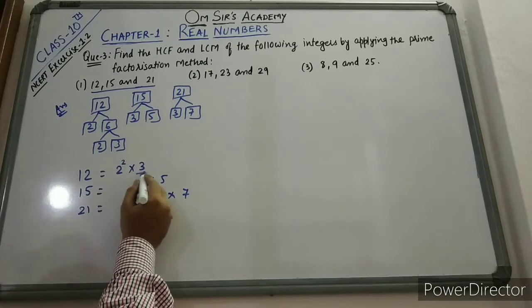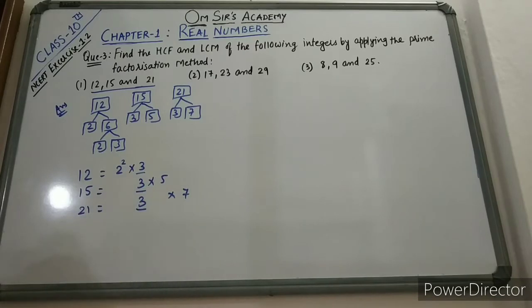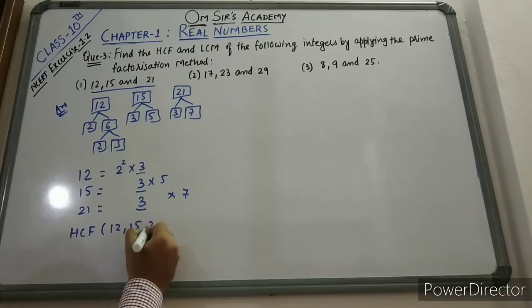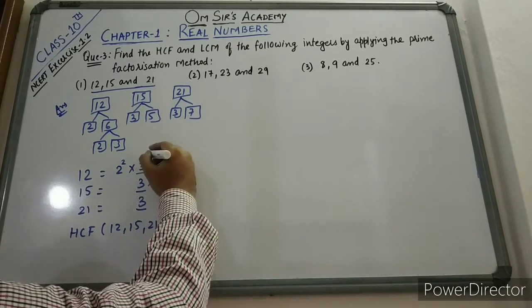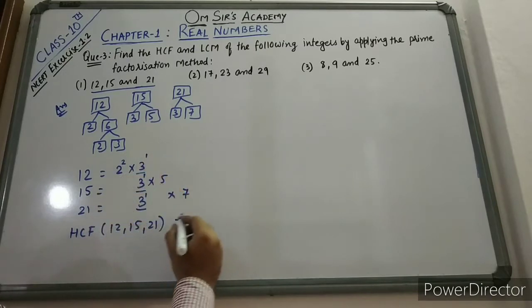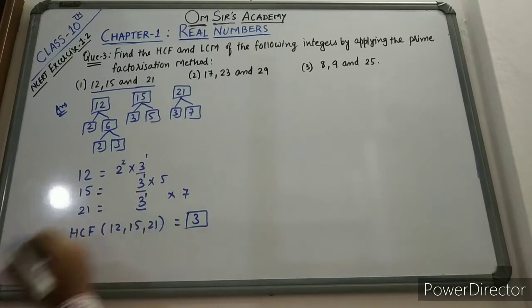Now see friends, I have written it in this way so that you get a clear idea of what is the common factor among all three. So the HCF of 12, 15 and 21 is the common factor with the least power. All have power 1, 1, 1. So the HCF will be 3 raised to 1, which is 3.